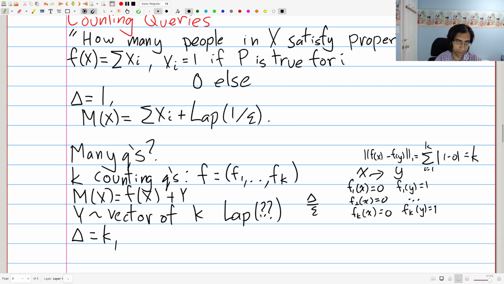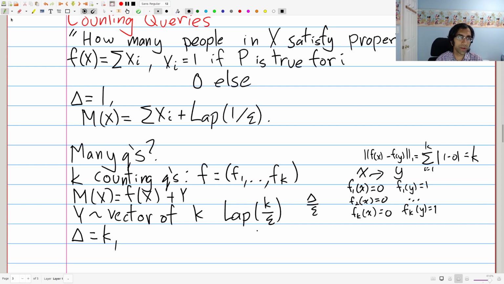So therefore, you would add Laplace noise. We can answer this now. Now we know that this is going to be Laplace k over epsilon. So therefore, the magnitude of the noise on each counting query is going to be of magnitude k over epsilon.